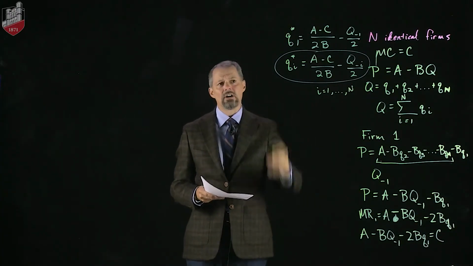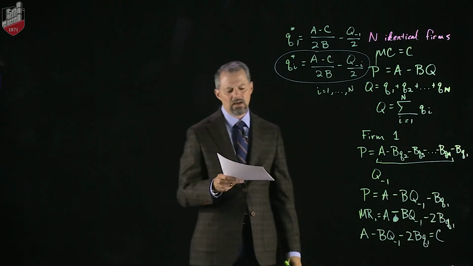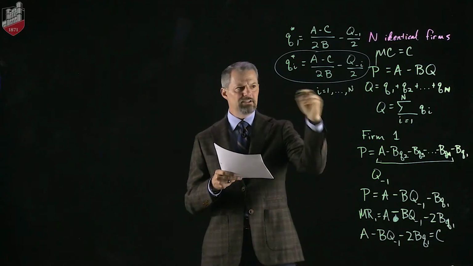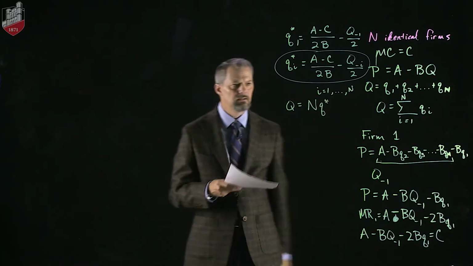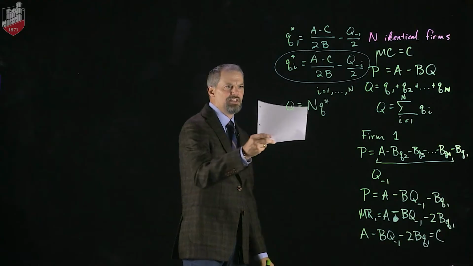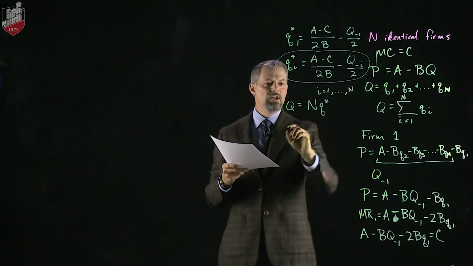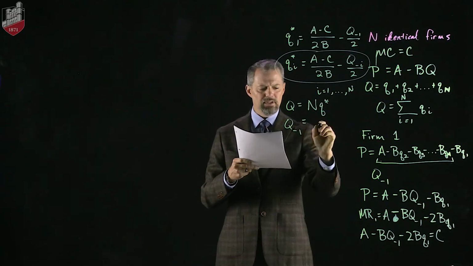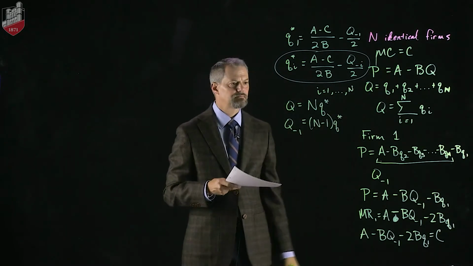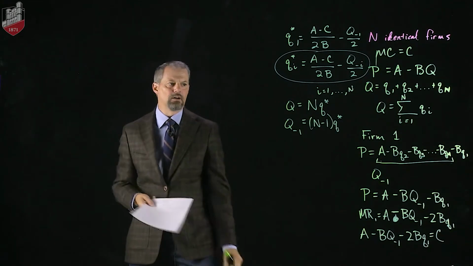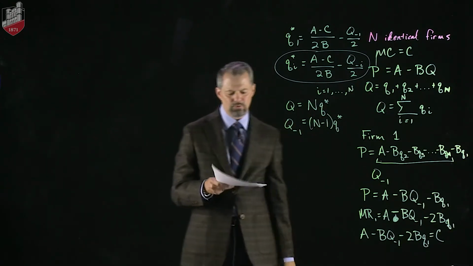Now, in terms of solving that, that's a bigger system of equations, but we don't need to go through all of that. All of our firms are identical, so total industry output, total quantity, would be equal to N times Q star. If we pull out one of the firms, then Q negative 1 would be equal to N minus 1 times Q star.